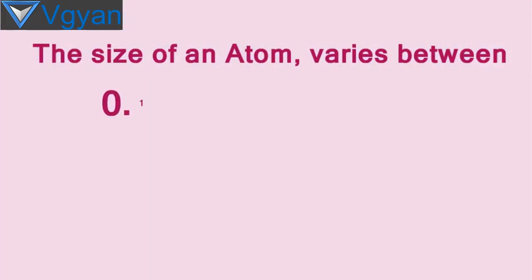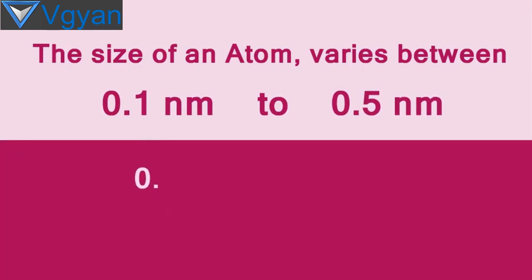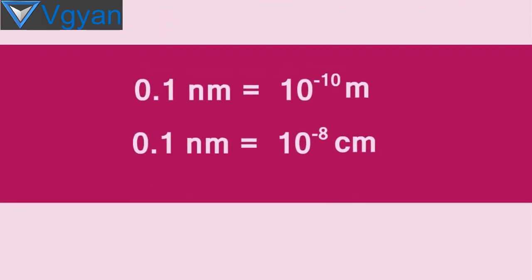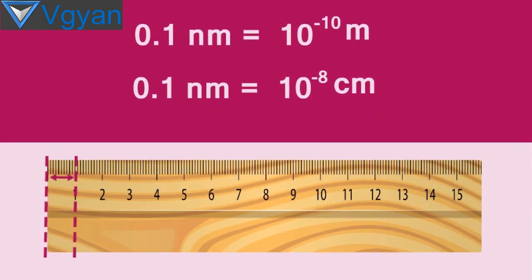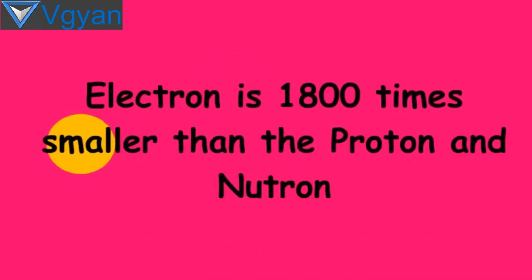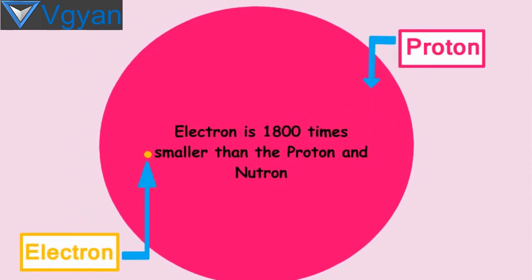The size of an atom varies between 0.1 nanometer to 0.5 nanometer, and 0.1 nanometer is equal to 10 to the power minus 10 meter or 10 to the power minus 8 centimeter, and 1 centimeter is equal to this much only. The electron is the tiniest particle in an atom, which is 1800 times smaller than the proton or neutron.